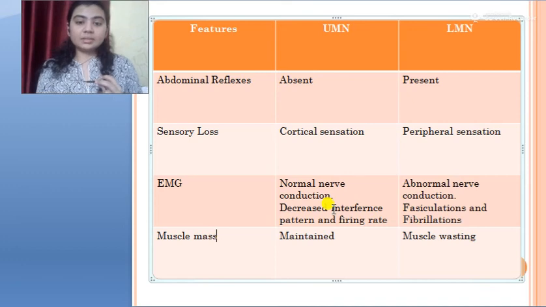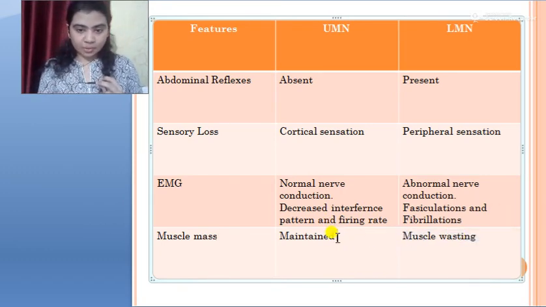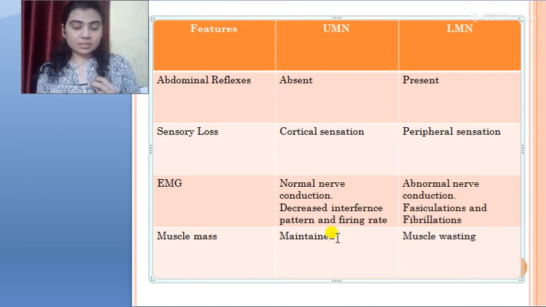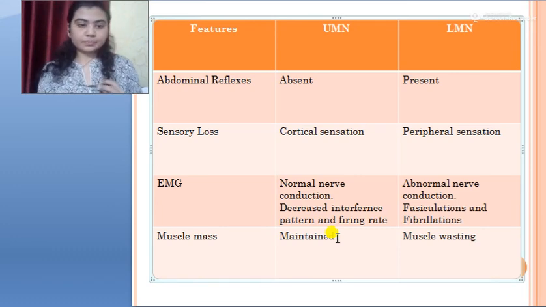Muscle mass in a UMN type of lesion will be maintained, while in an LMN type of lesion muscle wasting will be present. This is also an important point that we have to see in the clinical assessment. The muscle mass is maintained in a UMN type of lesion because the muscles are hyperactive. Because of the spasticity, the muscle is already in a hypercontracted state. So the muscle mass is going to be maintained, while in LMN the muscle mass will gradually decline, and this muscle wasting will lead to muscle disuse atrophy, right?